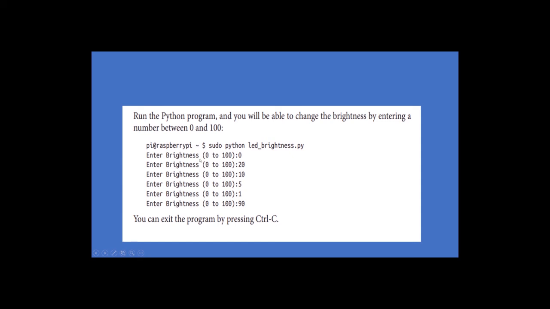Suppose we enter 0, we can observe some brightness level in the LED. Then it will ask again, because this statement is put in the infinite loop. If you enter 20, you can observe some other level of brightness. If you enter 10, some other level. So based on the user value entered as the duty cycle, the brightness keeps changing. This continues in the infinite loop. If you want to come out of the execution, you can press Ctrl C.